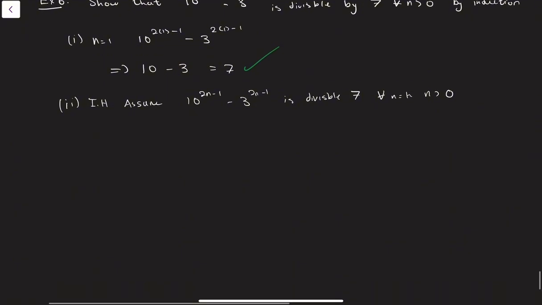Perfect. So now that we've assumed that this is divisible by 7, and I need to write this as a k, sorry about that. This needs to be 2k minus 1. 2k minus 1 is divisible by 7 for all n equal to k. So then in our induction step, we need to prove that 10^(2k+1) minus 1 minus 3^(2k+1) minus 1 is divisible by 7.